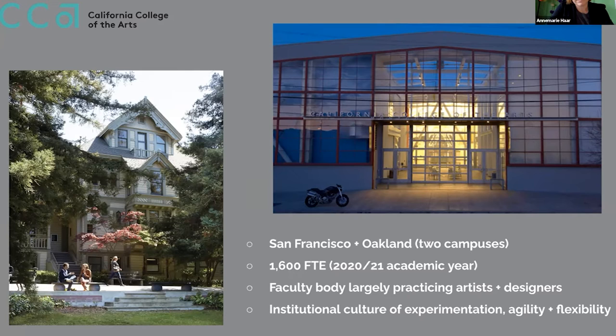We have two campuses, San Francisco and Oakland, and our faculty body is largely made up of practicing artists and designers. So this makes for an institutional culture of experimentation, agility, flexibility, lots of need. Everybody wants their own thing, right? So nothing terribly unique, but a very big driving force in our implementation of openEQUELLA.